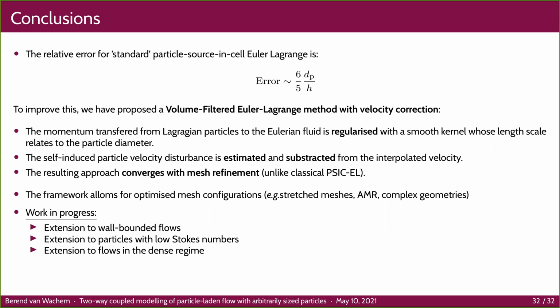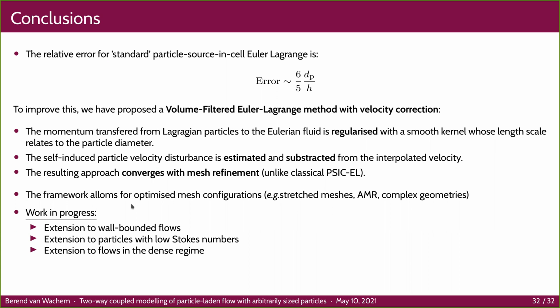And with that undisturbed velocity, we can calculate the fluid forces. So not only drag, but we can also calculate the added mass and the history force very accurately. What we've also shown is that the resulting approach converges with mesh refinement. So in computational fluid dynamics, mesh convergence is very important to show. Standard Euler-Lagrange methods do not show convergence with mesh refinement, but this new method does.